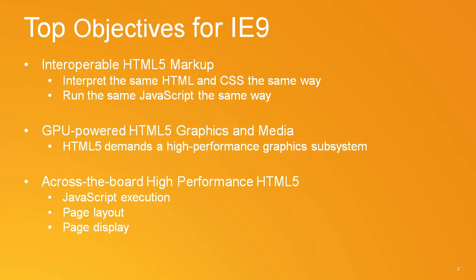Second point is about GPU power, HTML5 graphics and media. HTML5 demands a high performance graphics system that needs more than what regular competing applications do. So with Internet Explorer 9, the team offloaded a lot of that work to the GPU, improving the performance highly and in a way that is just fast. And then last and certainly not least is across the board high performance increases in HTML5. So here we're talking about JavaScript execution, page layout, and page display. All of these have been greatly improved in this new version of Internet Explorer.